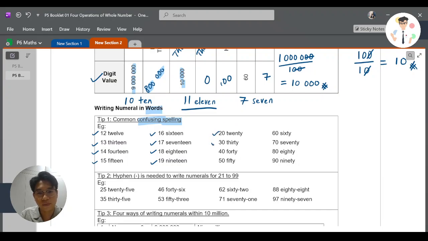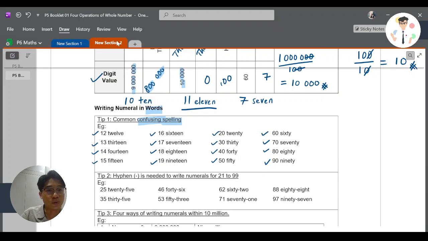We have 20, 30, 40, 50. Okay? Teacher, how about 21? How about 22? It will be something simple, which I'll talk about in tips, tip number 2. 30, 40, 50, 60, 70, 80, 90. Okay? So something that you must make sure you know how to spell.